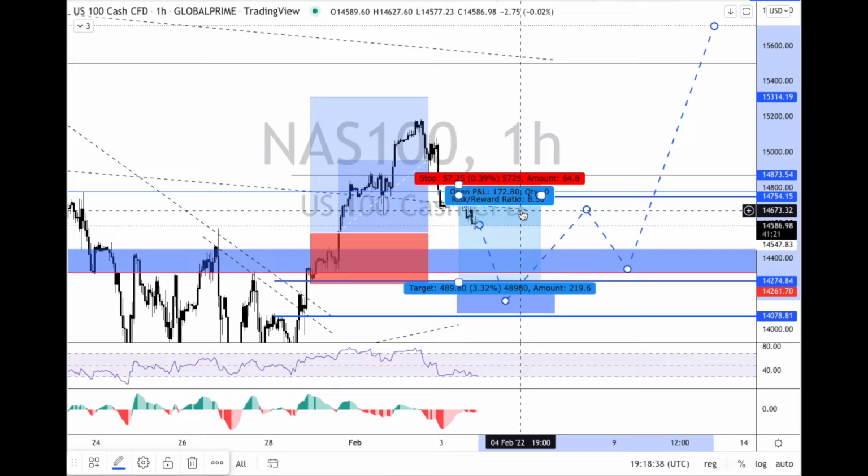So the first one was the main refinancing rate, and it all remained at zero. The previous, last month December, was zero. The forecast for this month was zero, and the actual data that came out was also zero.